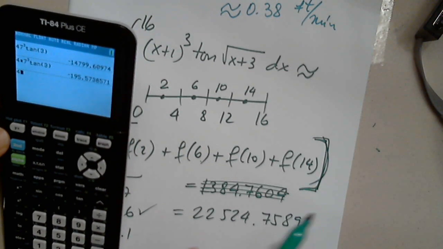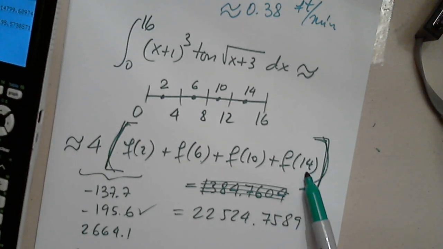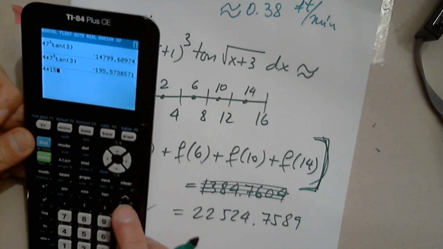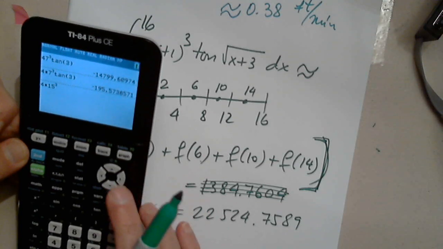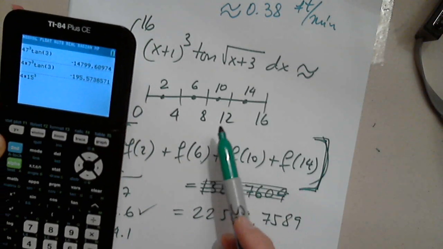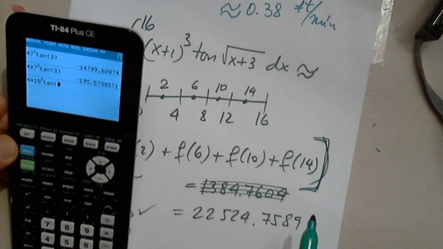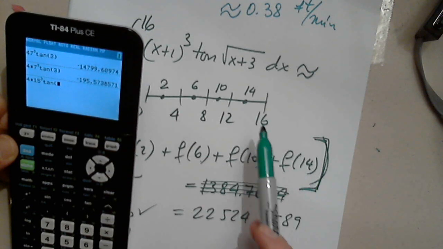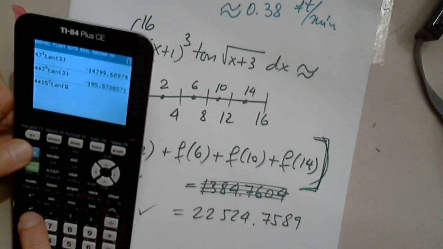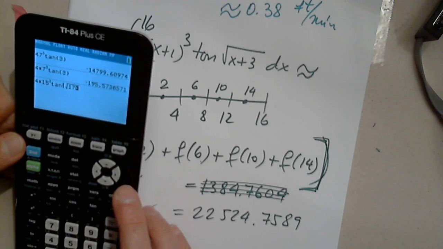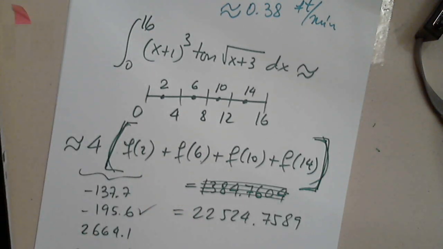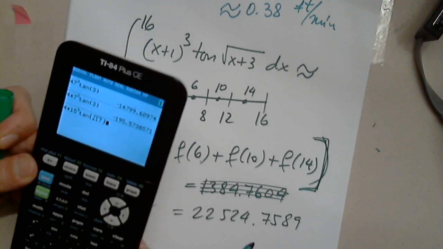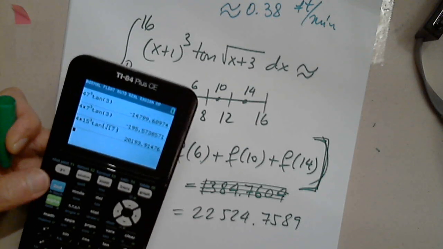So 4 multiplied by 14 plus 1 is 15 to the third power, and multiplied by tangent. And that's the square root of 14 plus 3, which is 17. So the square root of 17. And I should get this number, 20194. And 10, 20, 194 it is.